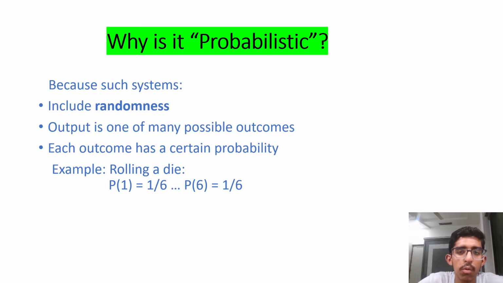So why is it probabilistic? Because such systems include randomness. Output is one of many possible outcomes. Each outcome has a certain probability. For example, rolling a die, one has a probability of 1/6, two has a probability of 2/6. For example, tossing a coin, head has a probability of 1/2 and tail has a probability of 1/2. That's it.